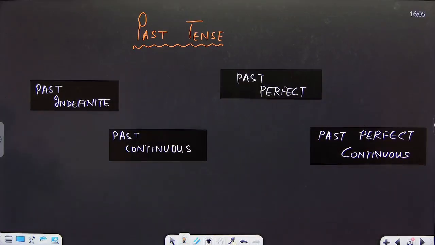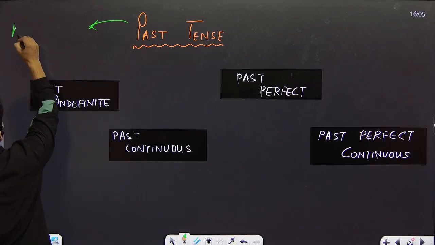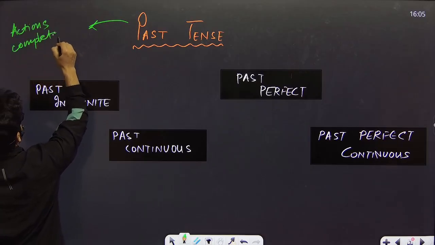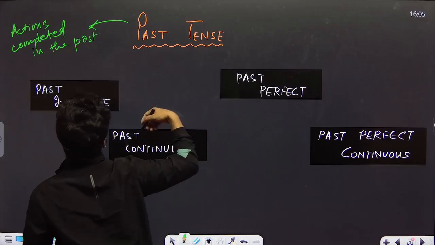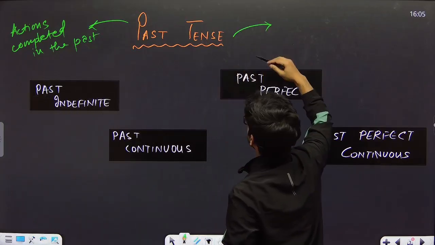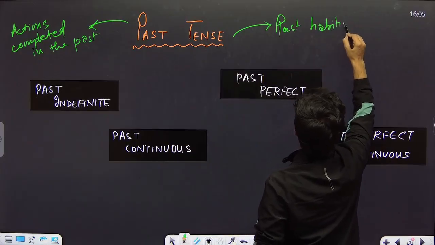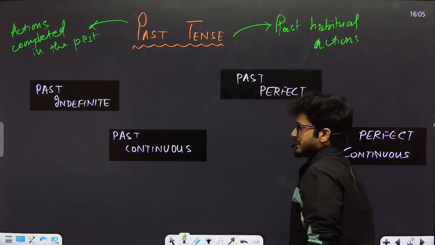Now you know why we use the past tenses? In order to show the action which completed in the past, and to show past habits also. We use it to show actions completed in the past. Also we use it to show past habitual actions. So these things are used to show.